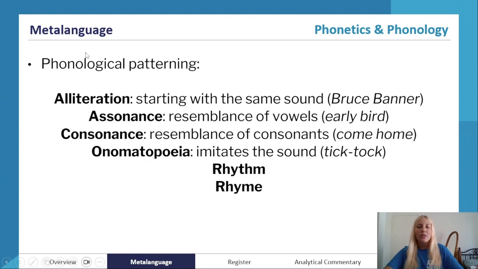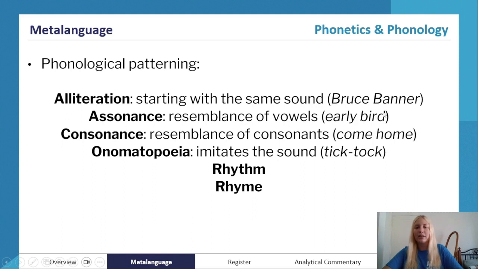Now, assonance and consonance are the sort of, you can think of them as opposites, okay? Because assonance is the resemblance of vowel sounds. So it doesn't mean that the vowels are the same. It just means that it creates a similar sound, okay? And that's created by vowels. So early bird is an example. Now, it doesn't have to be in the same part. It doesn't have to be at the start of the word, like alliteration, okay?